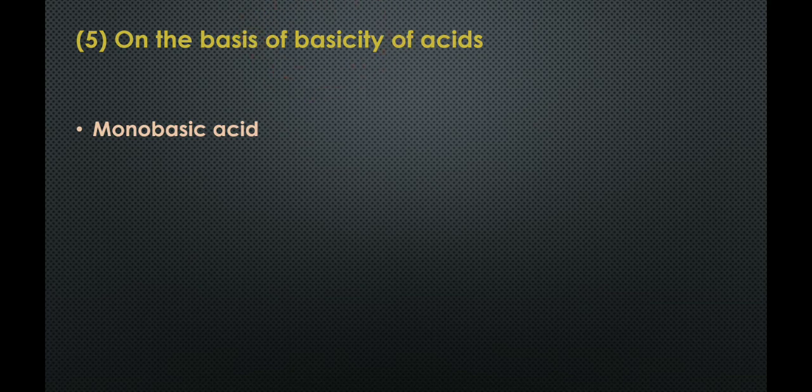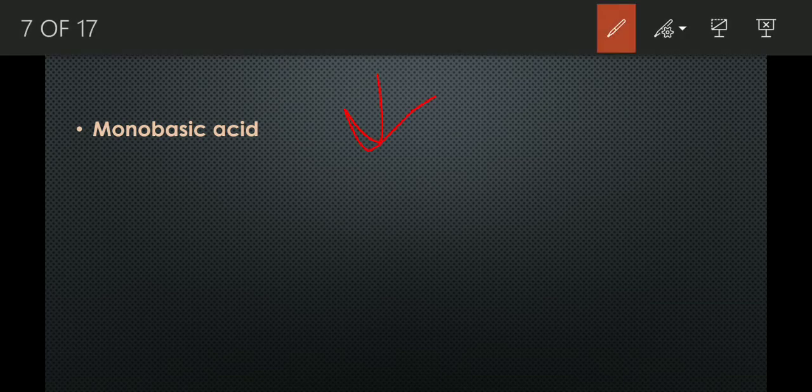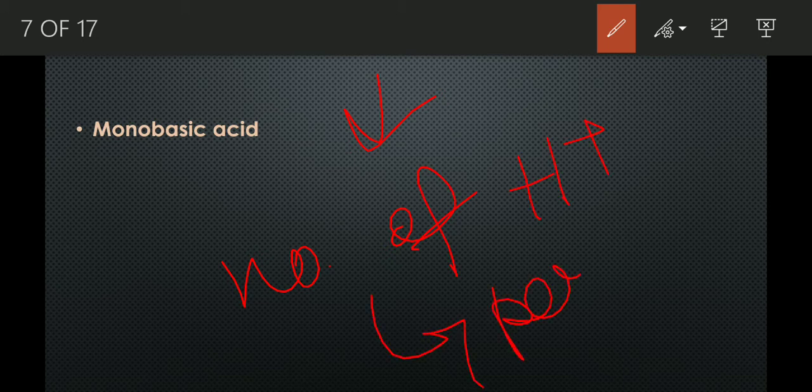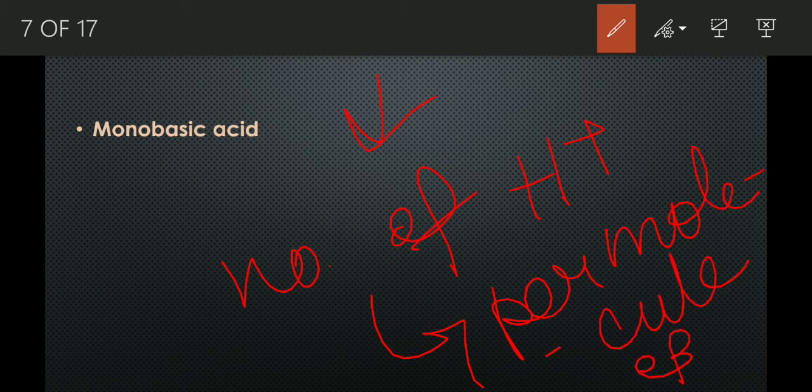Now, what is the basicity? Basicity means the number of hydrogen ions that can be produced per molecule of the acid in the aqueous solution. Or in other words, we can say that it is the number of hydroxyl ions with which one molecule of acid will combine. So, basicity basically means the number of hydrogen ions which can be produced per molecule of the acid, that too in an aqueous solution. Okay, clear? This is the basicity.